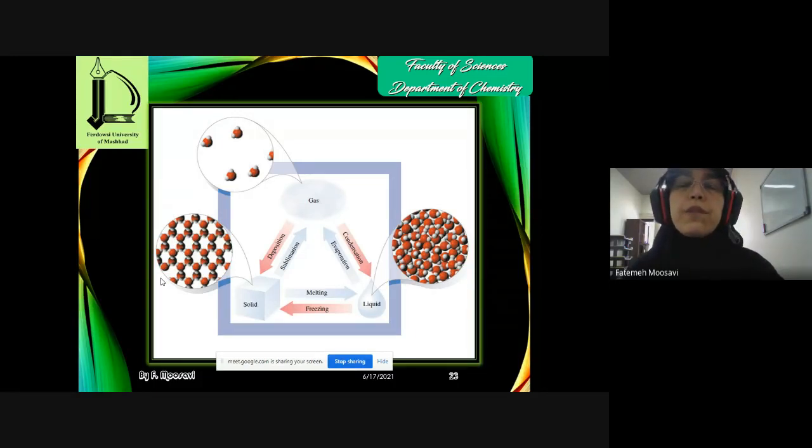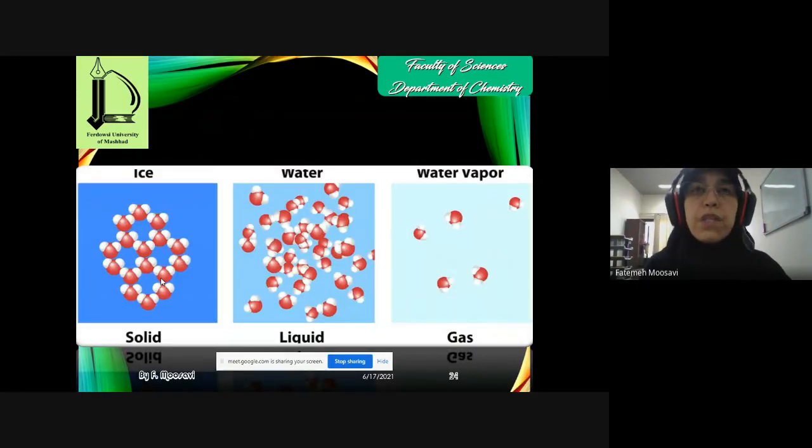It is important to recognize that when a substance such as water changes from solid to liquid to gas, the molecules remain intact. Changes in states are due to the changes in the forces among the molecules rather than those within the molecules. So, ice, water, and water vapor all have the same chemical formula.